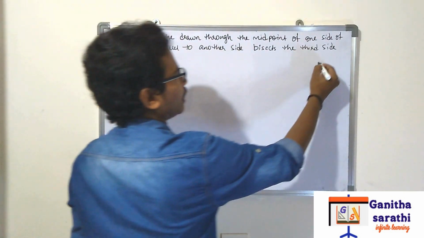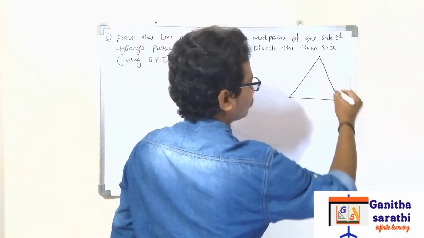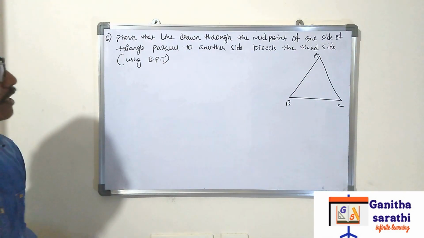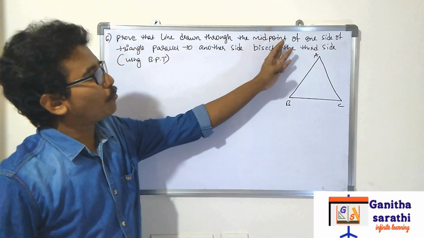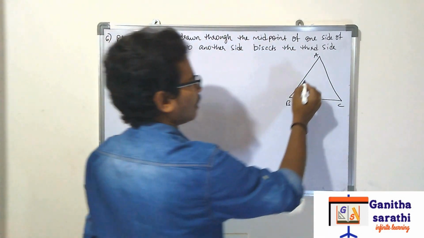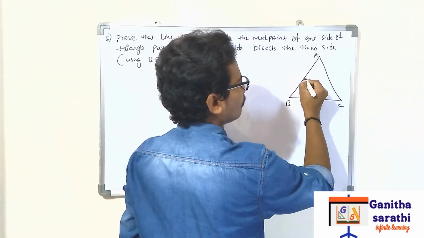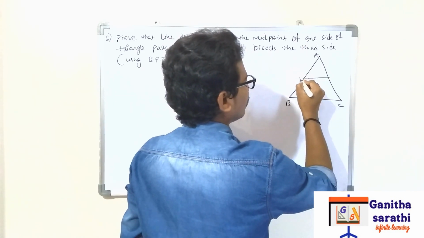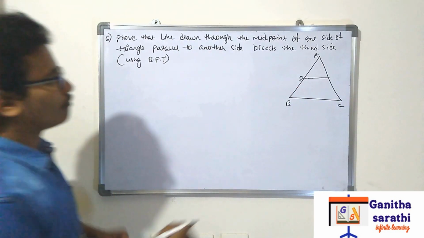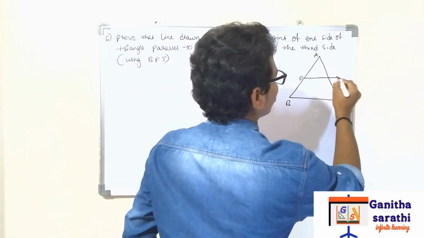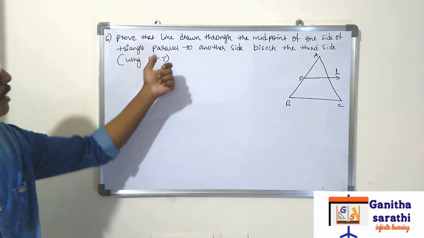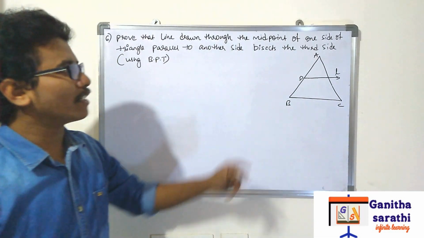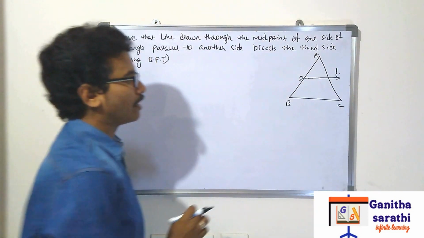Okay, so now take a triangle ABC. So what is he saying? A line drawn through the midpoint of one side of a triangle. If this is the line drawn through the midpoint of one side of a triangle, see, parallel to another side. This is parallel to another side. Bisects the third side. Bisects the third side means this side. Okay, understood all of you?